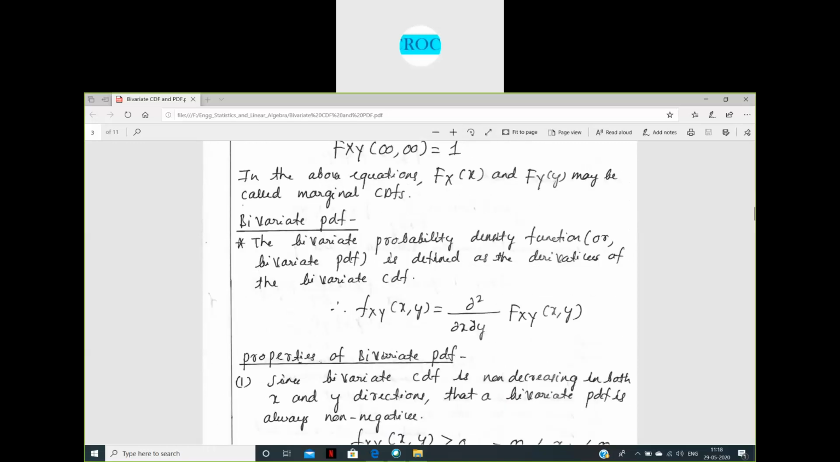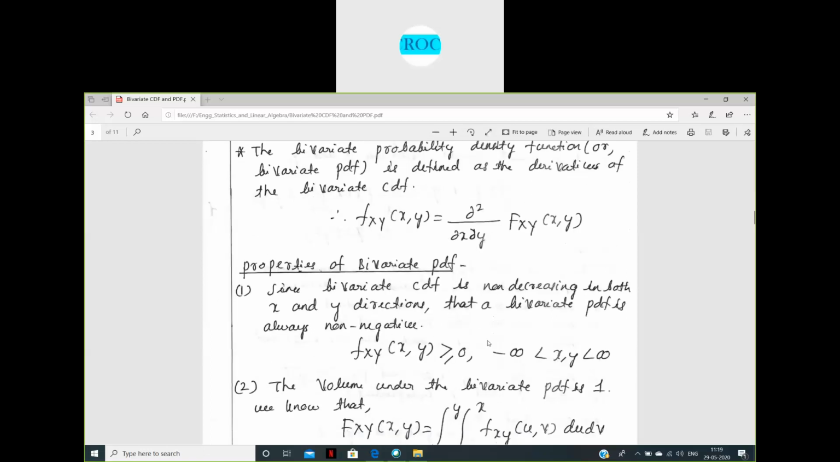Next, what we have is the bivariate PDF. We know what PDF is. PDF is nothing but the derivative of the cumulative distribution function. Now, how do you define the PDF for bivariate random variables x and y? It is defined as the derivative of the bivariate CDF. Therefore, we have fxy of x comma y equal to the derivative of Fxy of x comma y. What is the small f here? Small f is nothing but the PDF. Capital F is nothing but the CDF, cumulative distribution function.